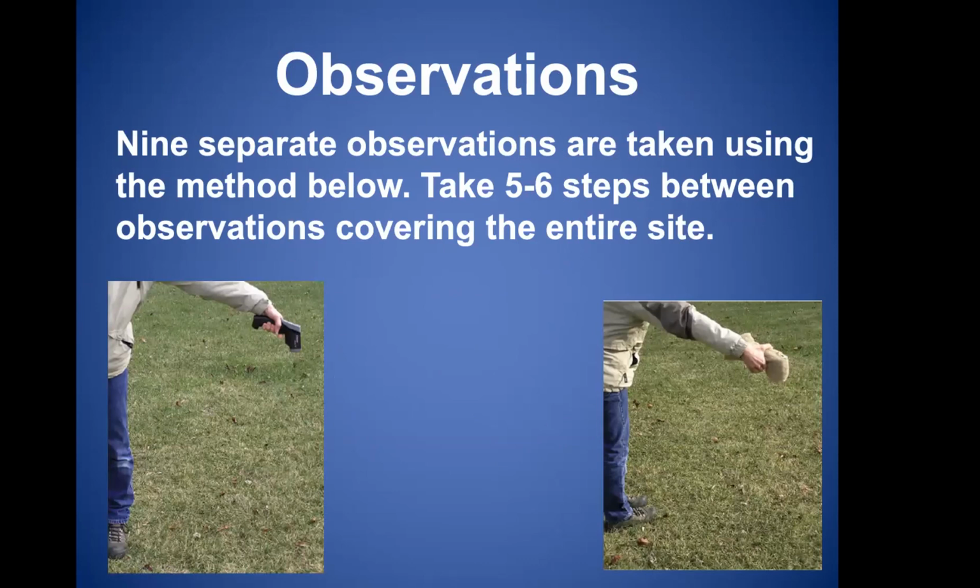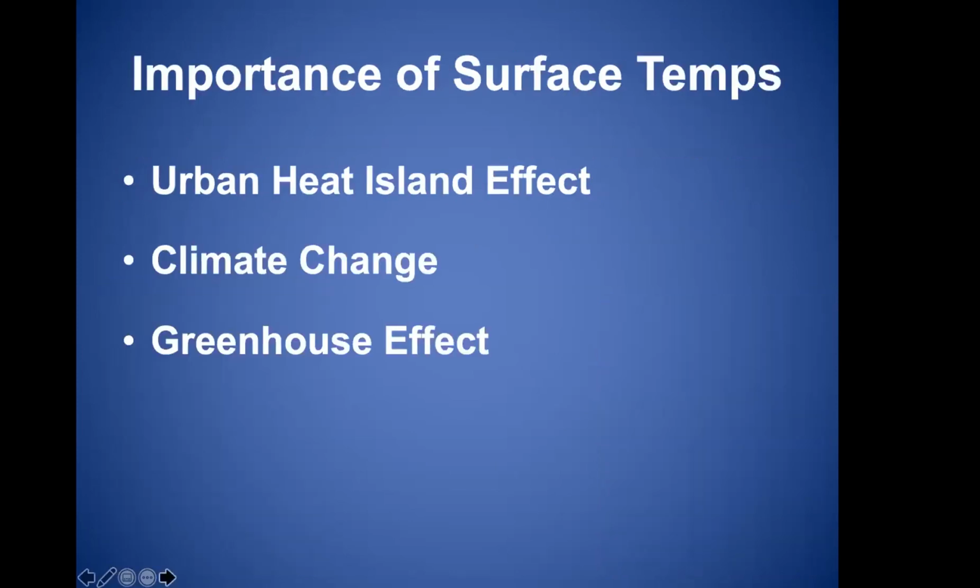You have to be careful about this because it's easy to take a temperature of your shadow or take a temperature of your foot, and these things do influence your surface temperatures. The next thing you want to be sure is that you take 5 or 6 steps between each observation so you cover the entire area.